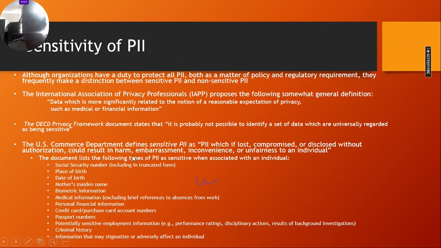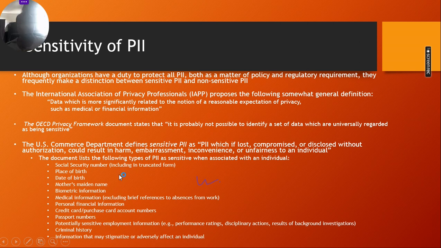If your personal information, when disclosed to the public, will bring shame or embarrassment to you, will make you feel shy or dishonored, when compromised or disclosed without authorization, it can cause harm to you, cause inconvenience to you, and cause unfairness to you as an individual. This type of information is called sensitive personally identifiable information.